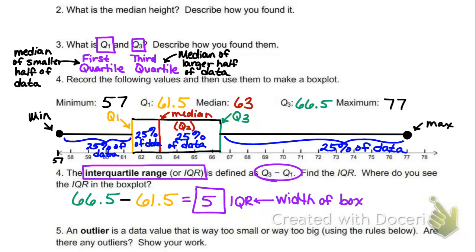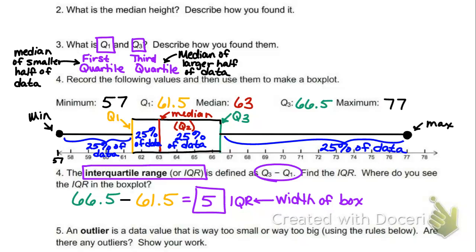I know if I looked at a histogram of this, most of the data is going to be over here. That's 75% of it. The last 25% of the data is spread out from 66.5 up to 77. So I see this long whisker here. That would be like a long tail on a histogram. Outliers. I told you we're going to have a definition for outliers.